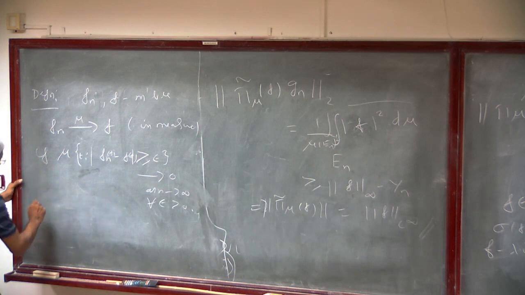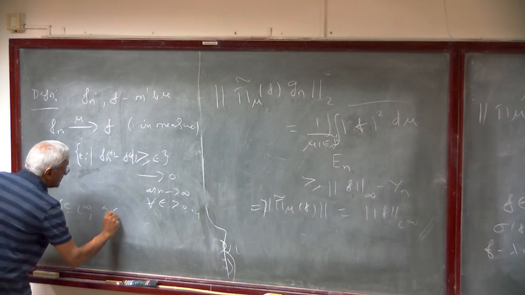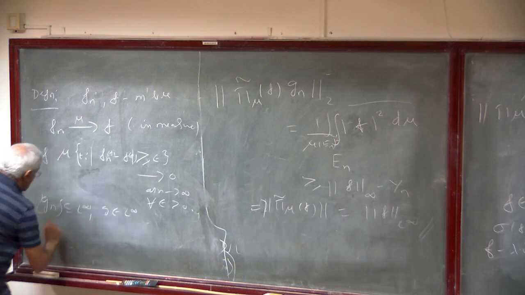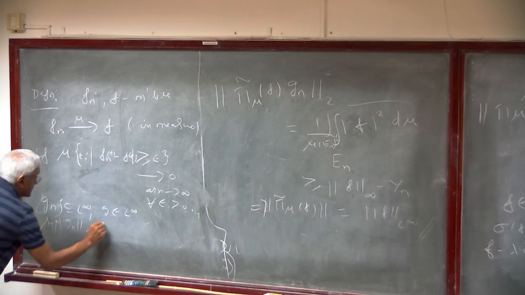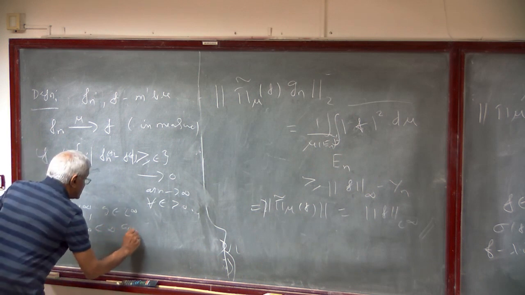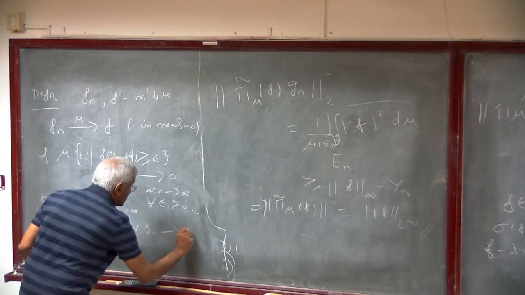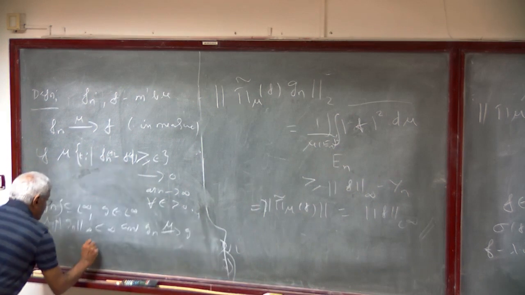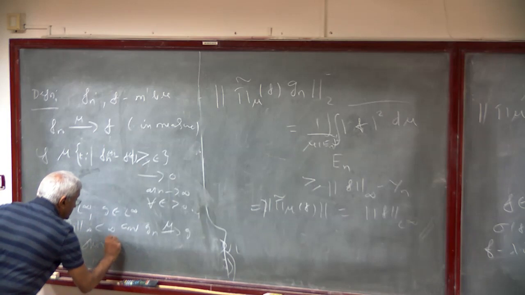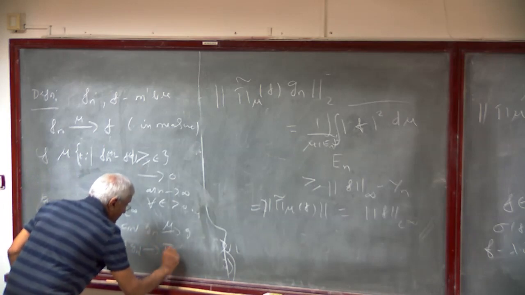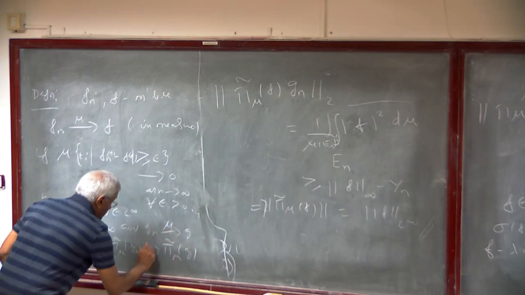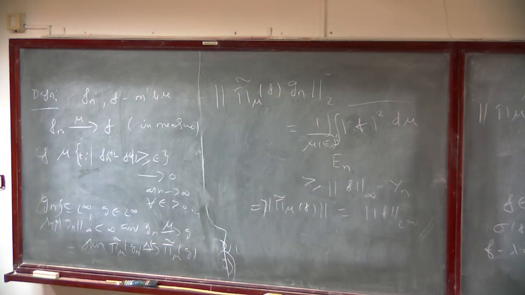If Gn is contained in L infinity and G in L infinity, and the supremum norm of Gn is less than infinity, and Gn converges to G in measure, then pi mu tilde of Gn converges to pi mu tilde of G strongly. That's what I want to do.